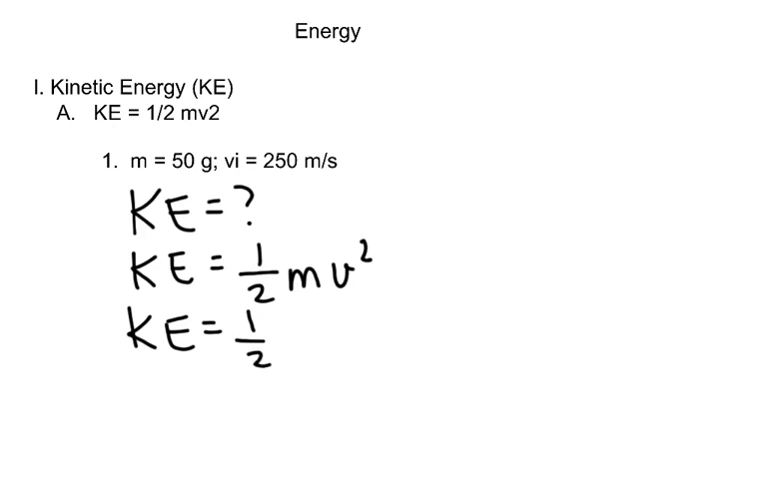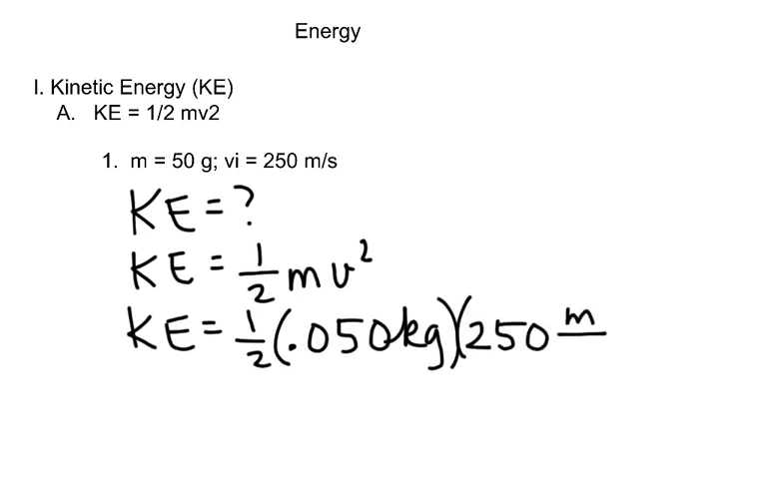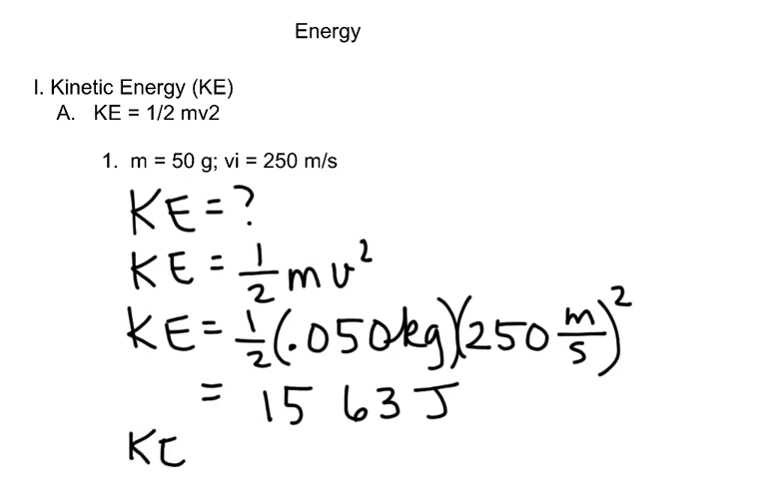1/2. Notice here for the mass, we want the mass in the SI unit of kilograms, so I'm going to put 0.050 kilograms multiplied by the velocity of 250 meters per second squared, and I'm left with the answer of 15.63 joules. Notice in this problem, if my mass of 50 grams is in two significant figures, then my answer should be rounded to two significant figures. So let's round that to 16 joules.